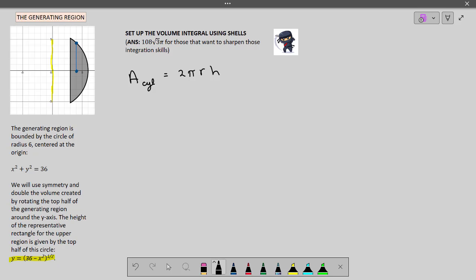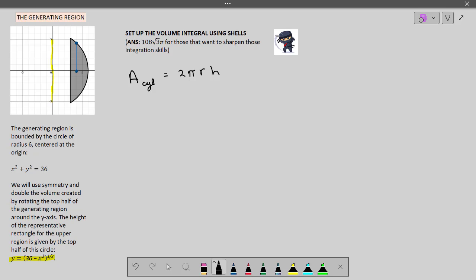Now that vertical integration element, when it rotates around the y-axis, it's only creating half of our napkin ring. Right? It's creating the top half. So what will we do to get the entire napkin ring? Double it. And we can think of this in two ways.